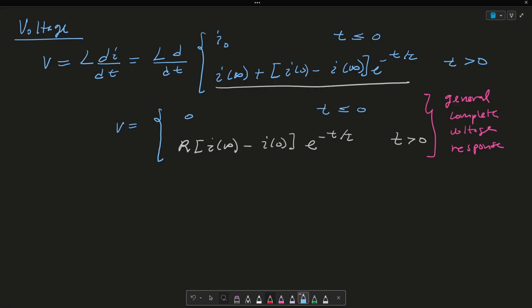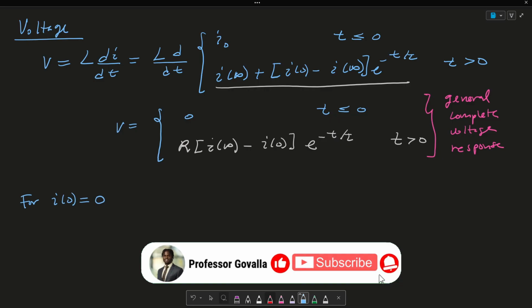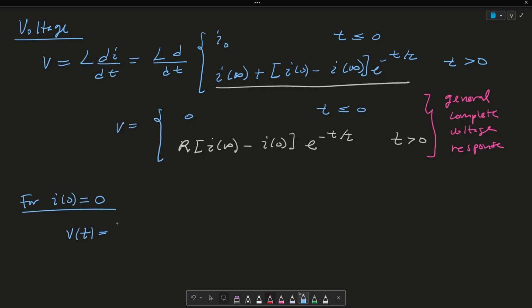And the last case we want to consider is for I0 equals 0, which is basically when the inductor is initially uncharged. And we can say then that V of t is equated to 0 for t less than or equal to 0. And then if this is 0, this becomes R times I of infinity times e to the minus t over tau for t greater than 0.